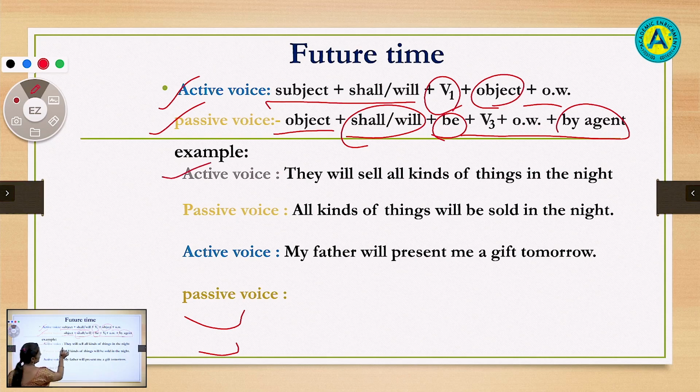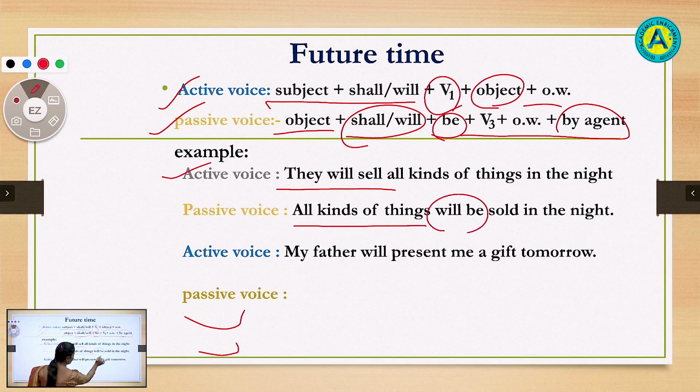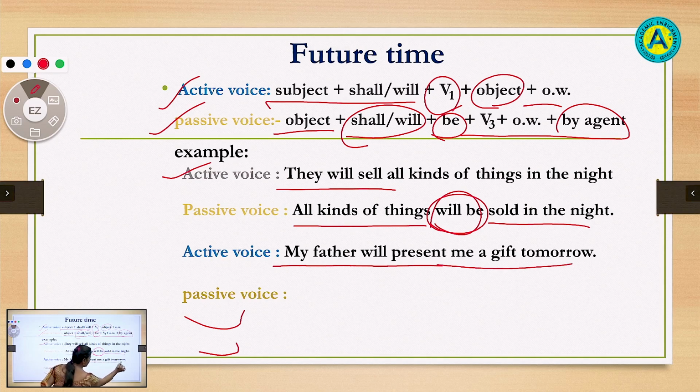Active voice: they will sell all kinds of things in the night. So what is the passive form of this sentence? Yes, all kinds of things will be, here see the verb form, will be sold in the night. Who can tell the passive voice of this sentence? My father will present me a gift tomorrow. Who can answer? Yes. Look here.